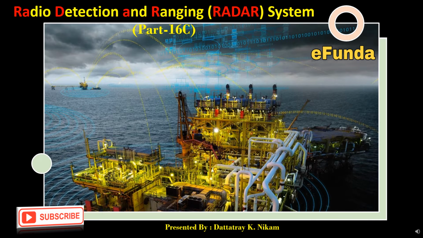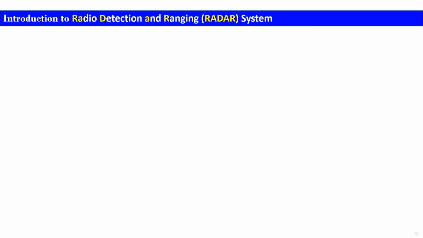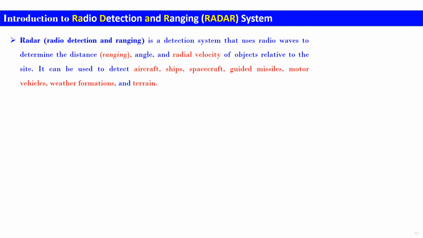So let's begin with our today's topic, that is radio detection and ranging radar system part 16C. Introduction to radar system. Radar, radio detection and ranging, is a detection system that uses radio waves to determine the distance, that is ranging, angle and radial velocity of objects relative to the site. It can be used to detect aircraft, ships, spacecraft, guided missiles, motor vehicles, weather formations and terrain.